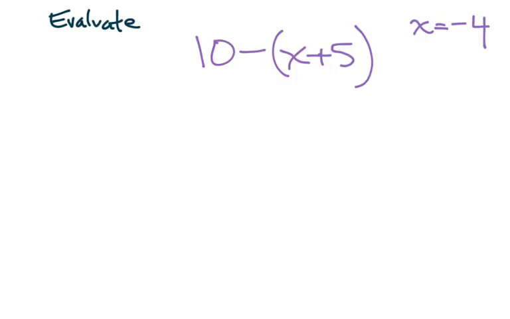Hey, let's look at evaluation. Go ahead and write it down. The one-word direction for this is evaluate. And then you see the purple expression, 10 minus, open parentheses, x plus 5, close parentheses. And then it gives us the value of the x. Now, we've looked at evaluation ever since the start. Now, remember, evaluation is a two-step process.